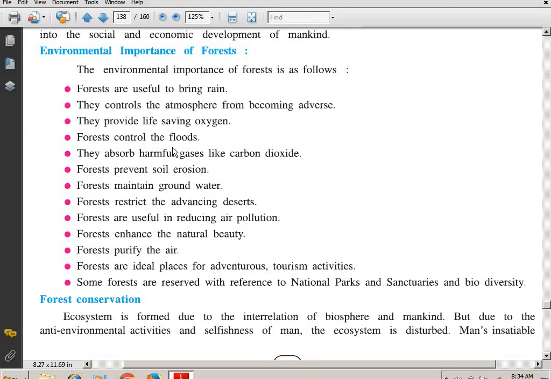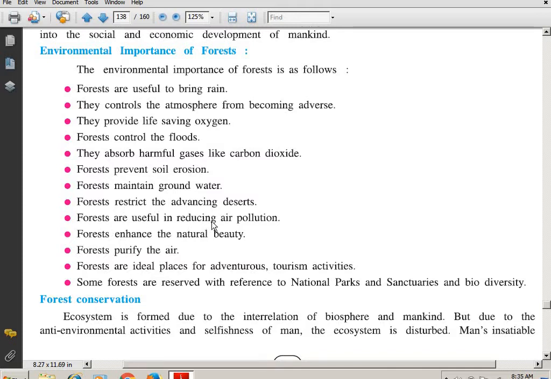Forests control the floods. They absorb harmful gases like carbon dioxide. Forests prevent soil erosion. We are going to study now what soil erosion is and how they help in preventing it. Forests maintain ground water. Because of the forest, the level of the groundwater has been maintained well. Forests restrict the advancing deserts. They restrict the desert from advancing.